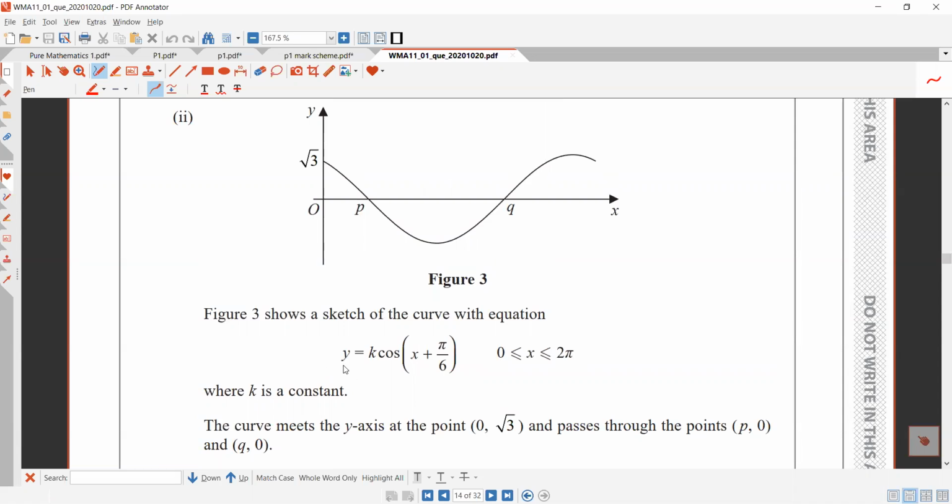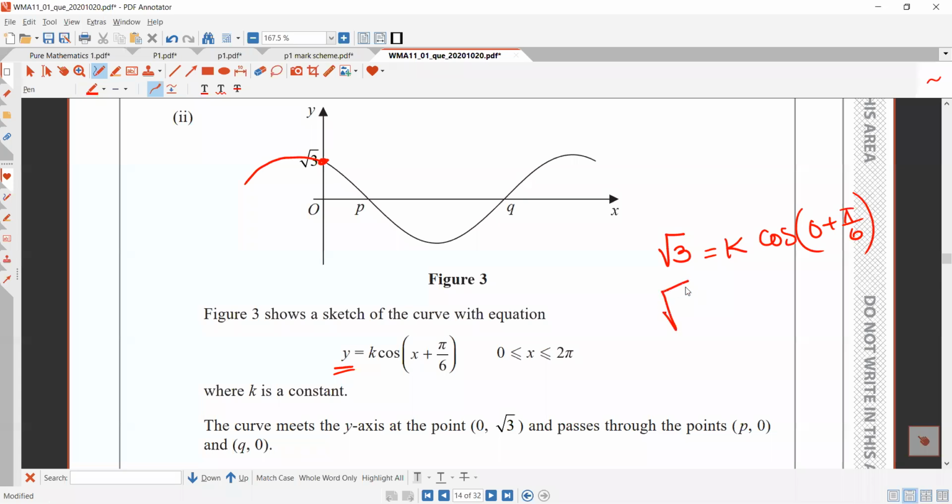Now, what is my y-axis? Root 3. Yes. What is my x-axis here? 0, right? Can I write K cos of 0 plus pi by 6? Can I do this? Yes or no? Everyone, they said to find the K.